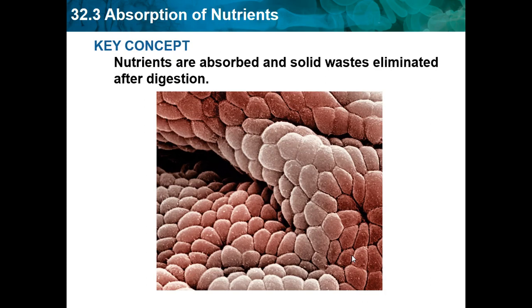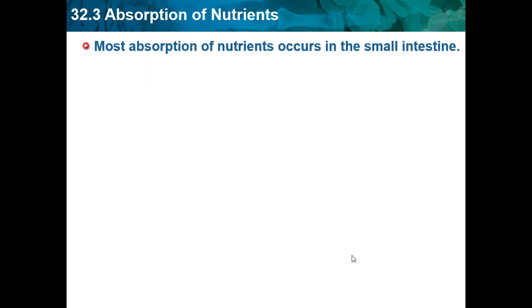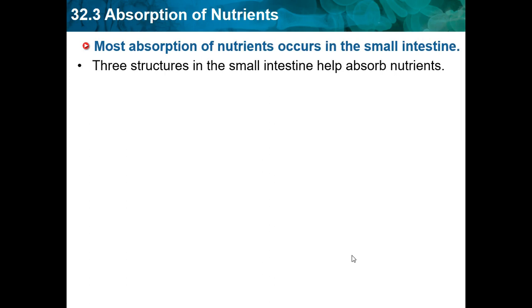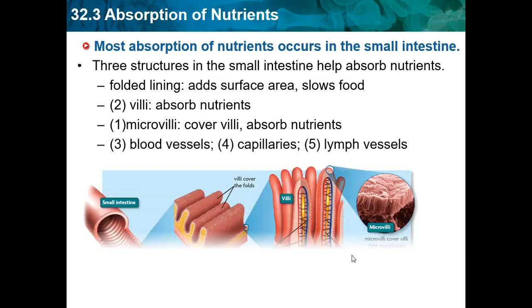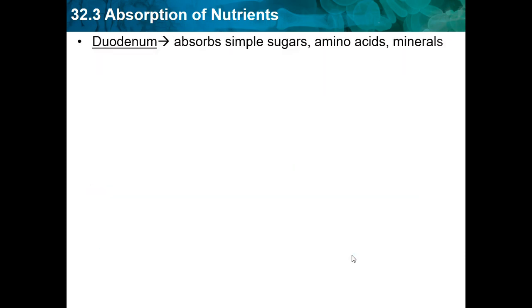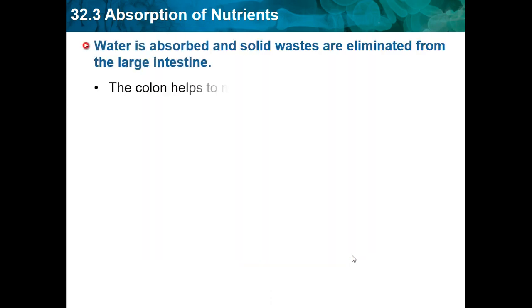So 32.3, absorption of nutrients. The nutrients are absorbed and solid waste eliminated after digestion. Most absorption of nutrients occurs in the small intestines. Three structures in the small intestines help absorb nutrients, and we don't have to know any of them because they're very in-depth. So we can skip this.